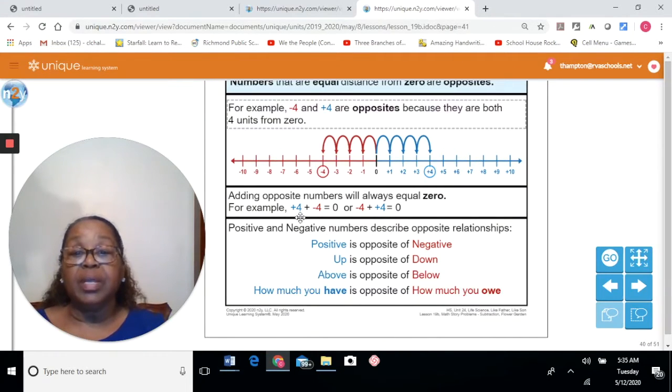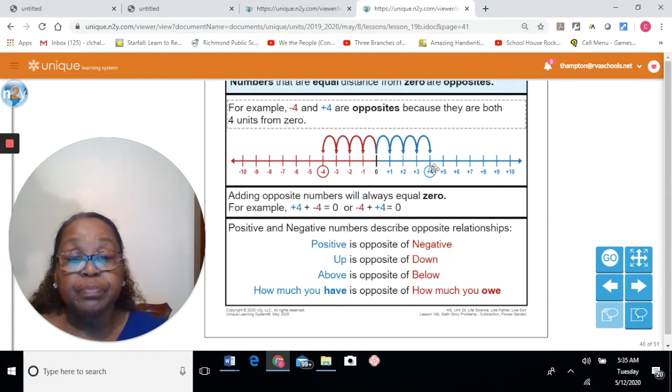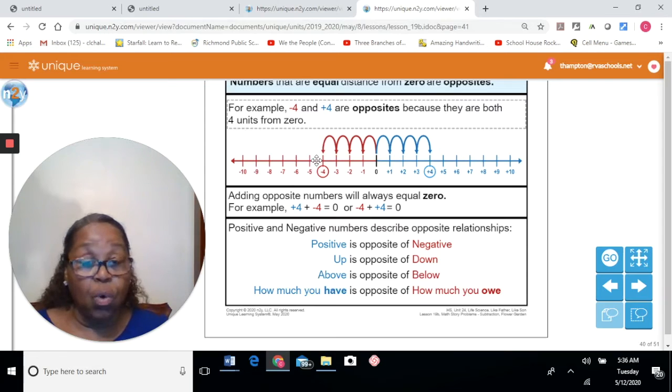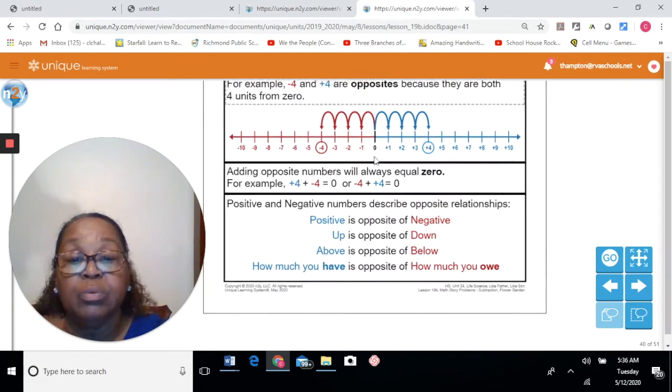Adding opposite numbers will always equal 0. For example, if you start at a +4 and add a -4, you have to go to the left. 1, 2, 3, 4. You're going to get 0. The same is true if you started with a -4 and added a +4. Let's see it happen. 1, 2, 3, 4. The answer is 0. Adding opposite numbers will always equal 0.